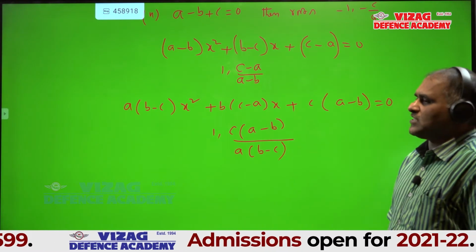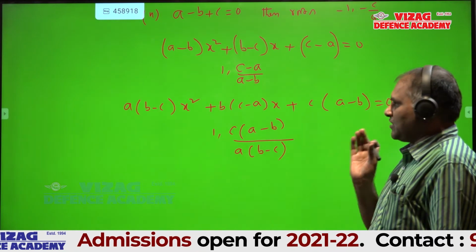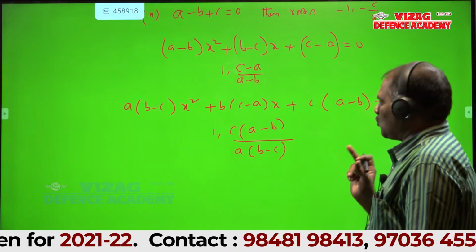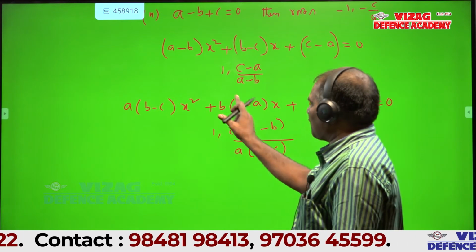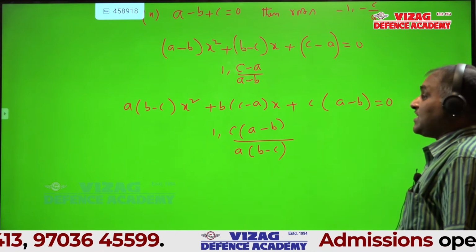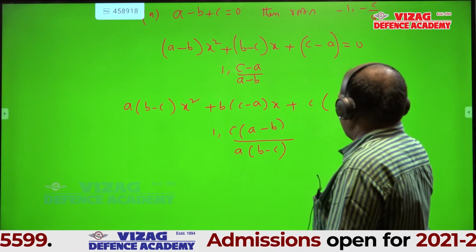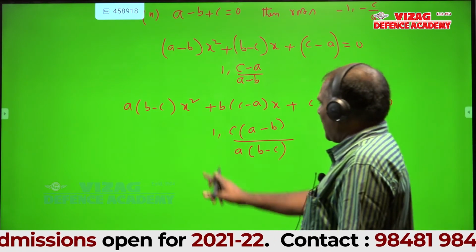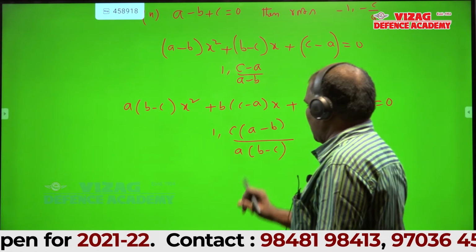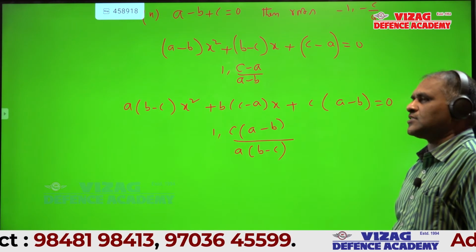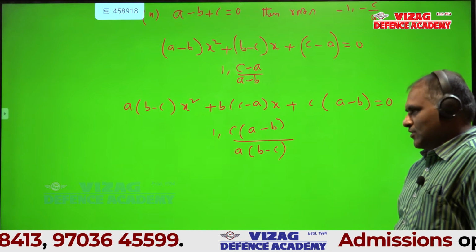Therefore, whatever quadratic equation is given, observe what the roots are. When the sum of coefficients is equal to 0, the roots are 1 comma C by A. What is the value in place of C by A? C into A minus B by A into B minus C. Yes, sir. Do you understand these two points? Yes, sir. Okay.